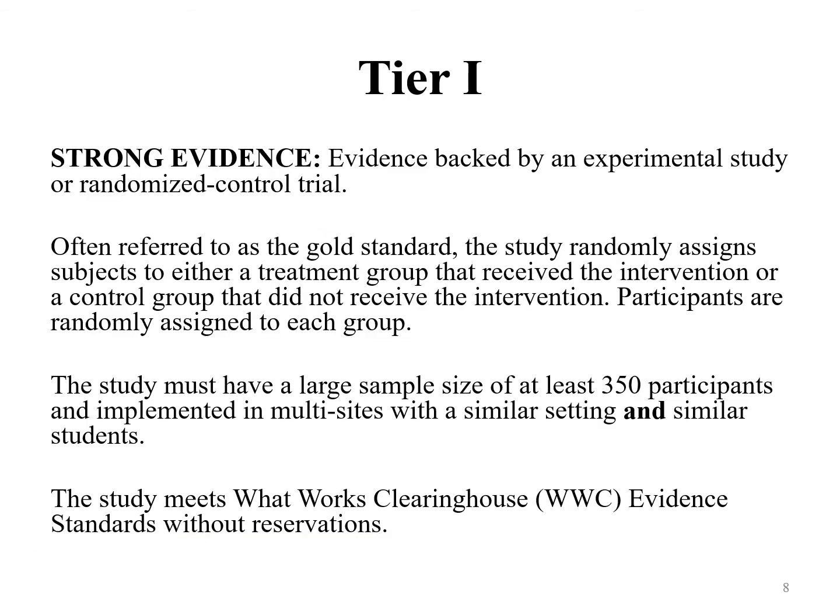Tier 1, strong evidence, evidence backed by an experimental study or randomized control trial. Often referred to as the gold standard, the study randomly assigns subjects to either a treatment group that received the intervention or a control group that did not receive the intervention. Participants are randomly assigned to each group.